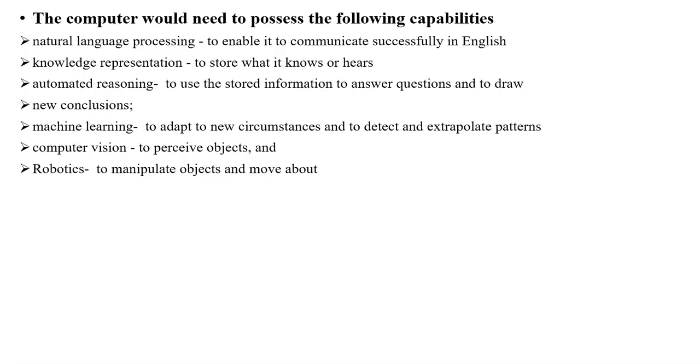The computer would need to possess the capabilities such as natural language processing, which enables it to communicate successfully in English, knowledge representation to store what it knows or hears, automated reasoning to use stored information to answer questions and to draw new conclusions, machine learning to adapt to new circumstances and to detect and extrapolate patterns, computer vision to perceive objects, and finally robotics to manipulate objects and move about in the environment.